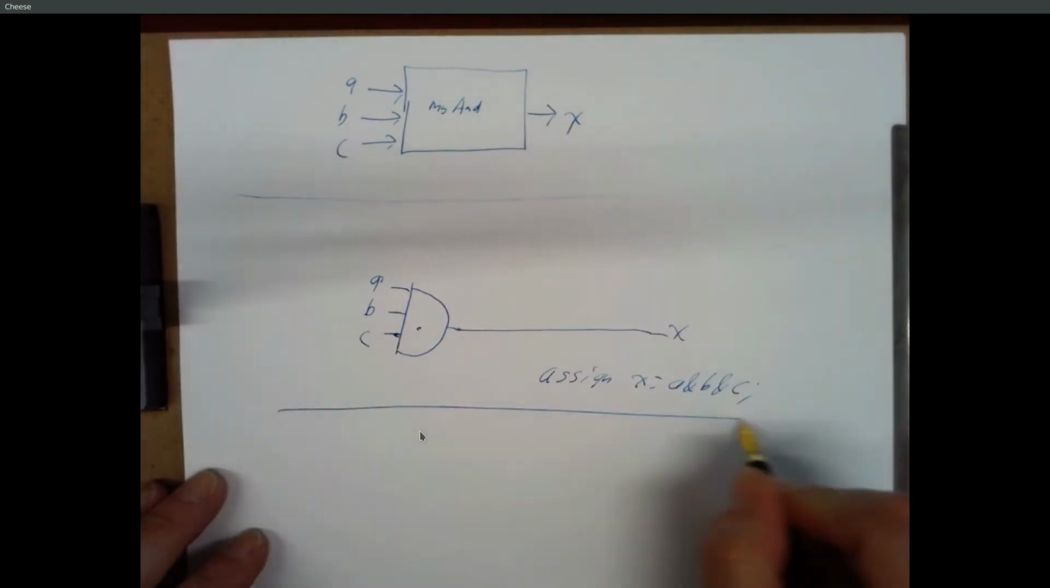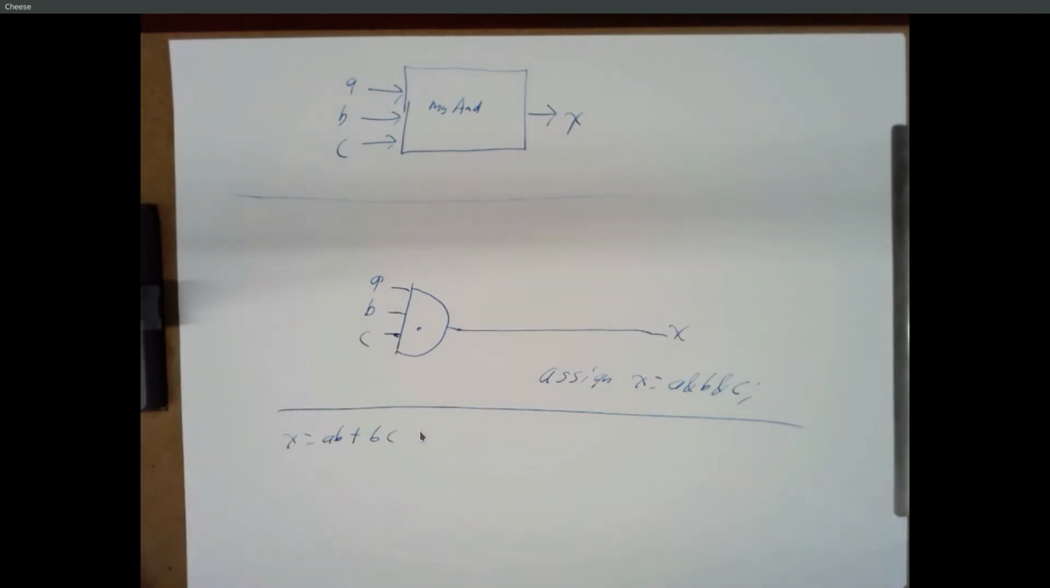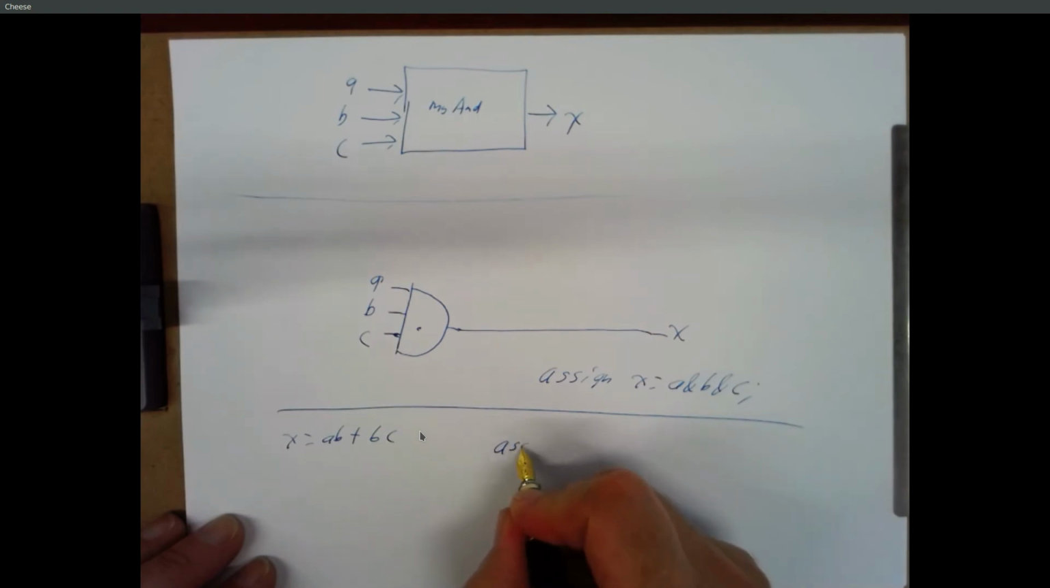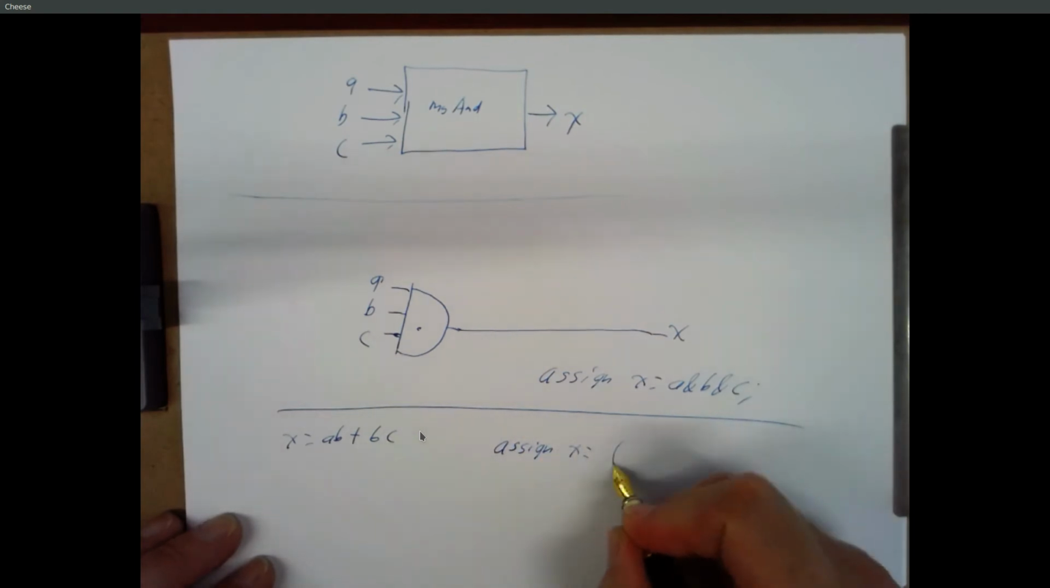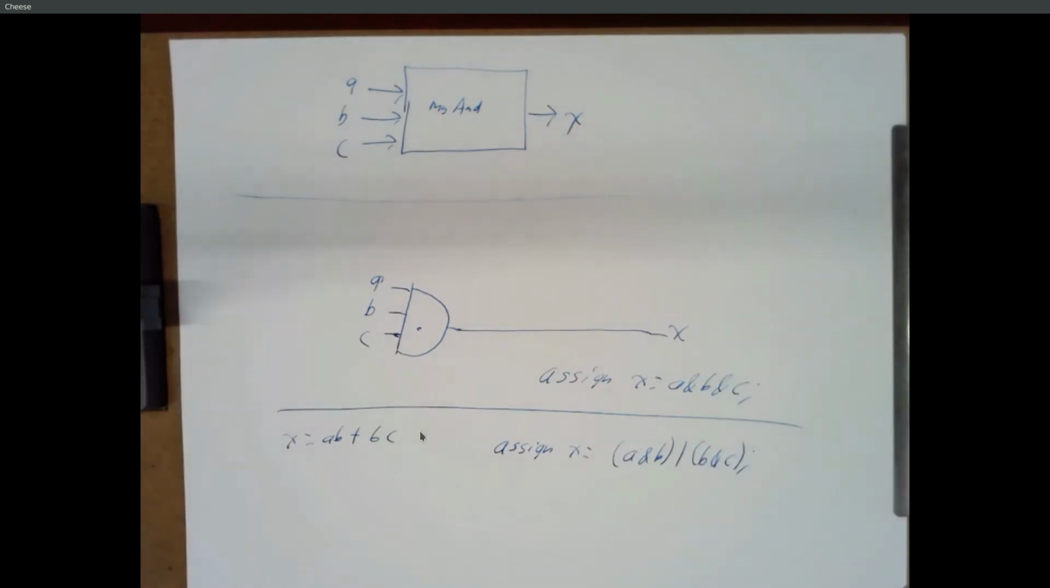So suppose I wanted X to be AB or BC. Right? I could say assign X equals A and B or B and C. And the software will do something to create a 2-input AND gate, another 2-input AND gate, feed A and B to the first, B and C to the second, take their outputs, feed it to a 2-input OR gate, take the output of that OR gate, connect it to X. So building circuits just got a lot easier.